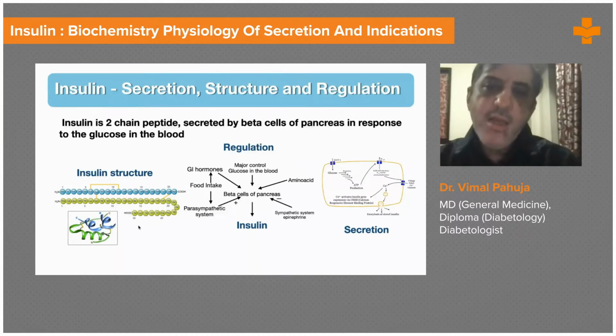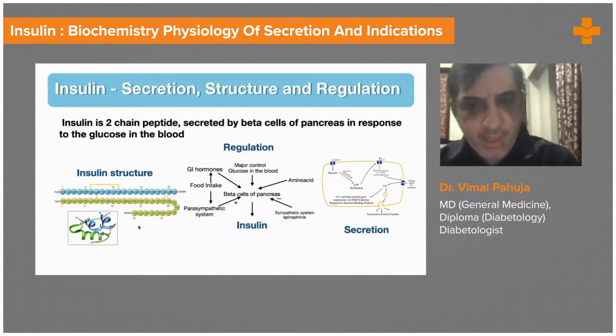Just to change the prolongation of the insulin, or how you want the insulin to be absorbed. If you want to change the properties, the pharmacokinetic properties, the pharmacodynamic properties, just change the amino acids here. How is insulin regulated?